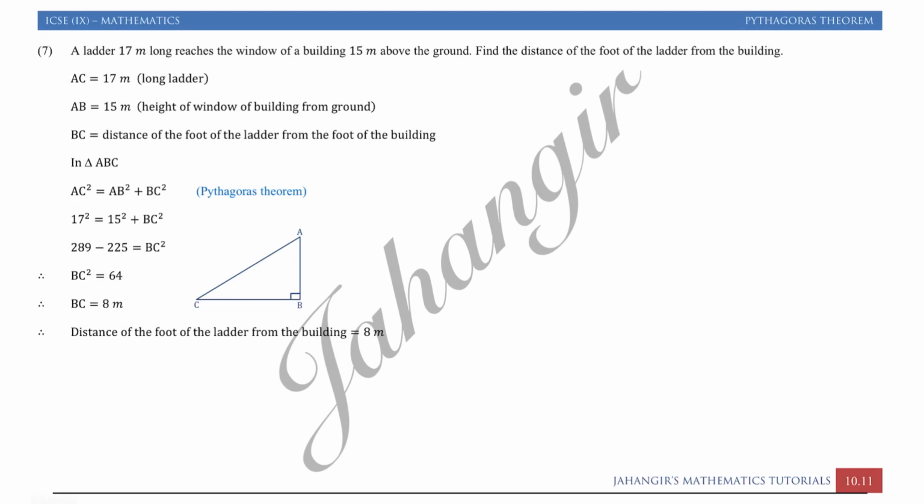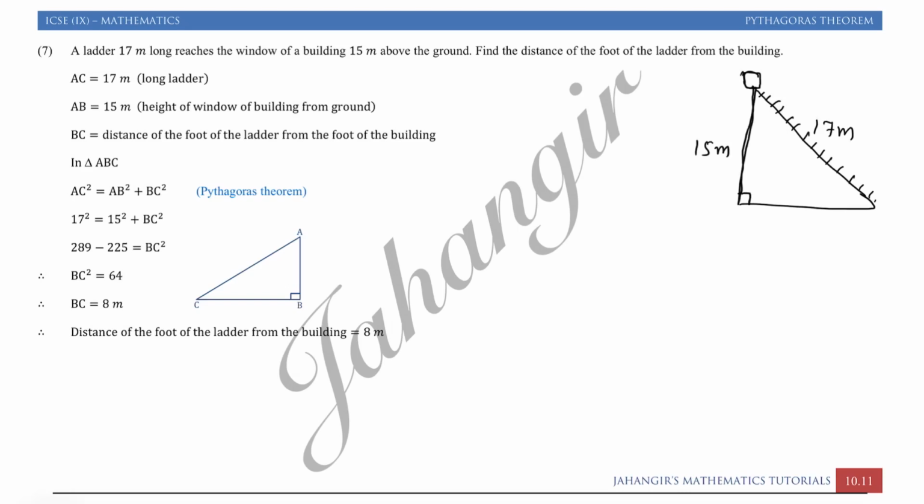Question number 7th. It's a simple question. A ladder 17 meter long reaches the window of a building 15 meters above the ground. See, building is always vertical. Here we have a window. We can draw a window if you want. Okay, this is a window. This is my ladder. You can put steps over here. This is a ladder to climb to the window. Window is 15 meter above the ground and ladder is 17 meter.